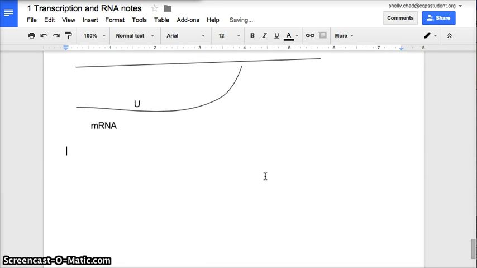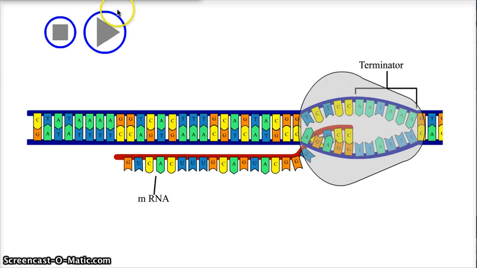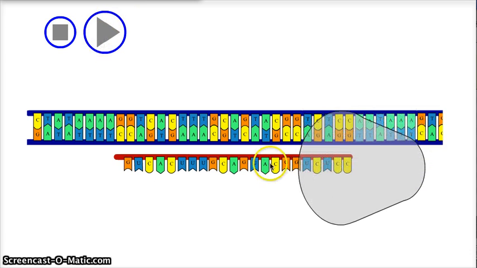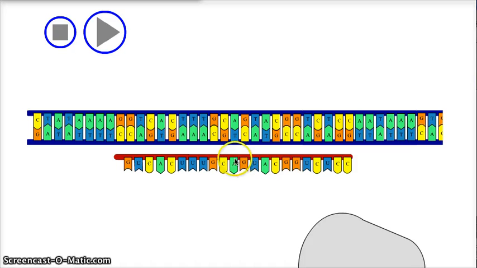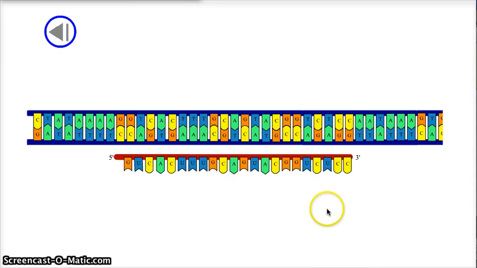Alright, and then finally, the last step, and you should draw these in more detail, is the mRNA comes off of it, and then the mRNA is going to go out of the nucleus. It doesn't show that on this diagram, but there's our complete mRNA. If you look at it, it's complementary to those bases.